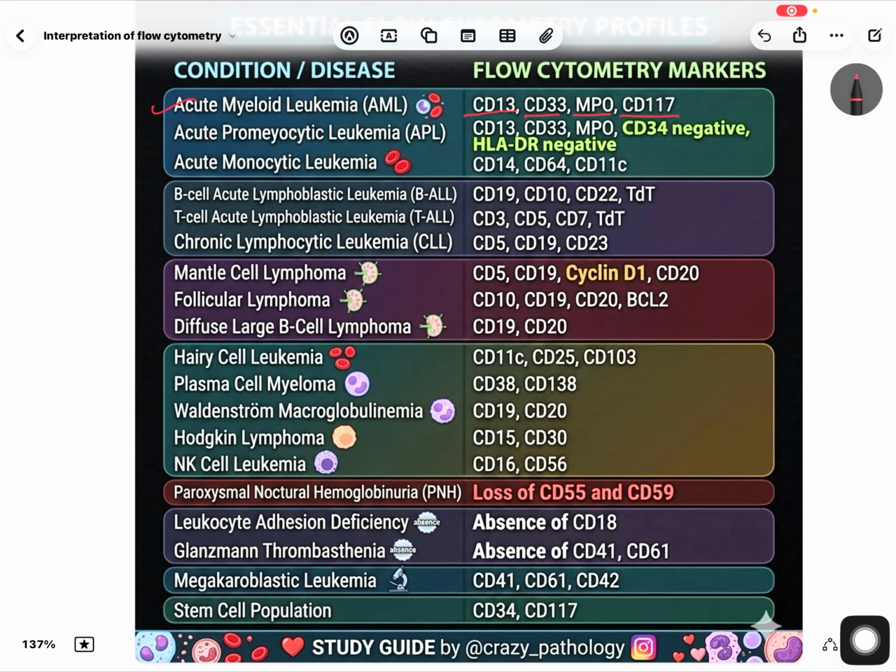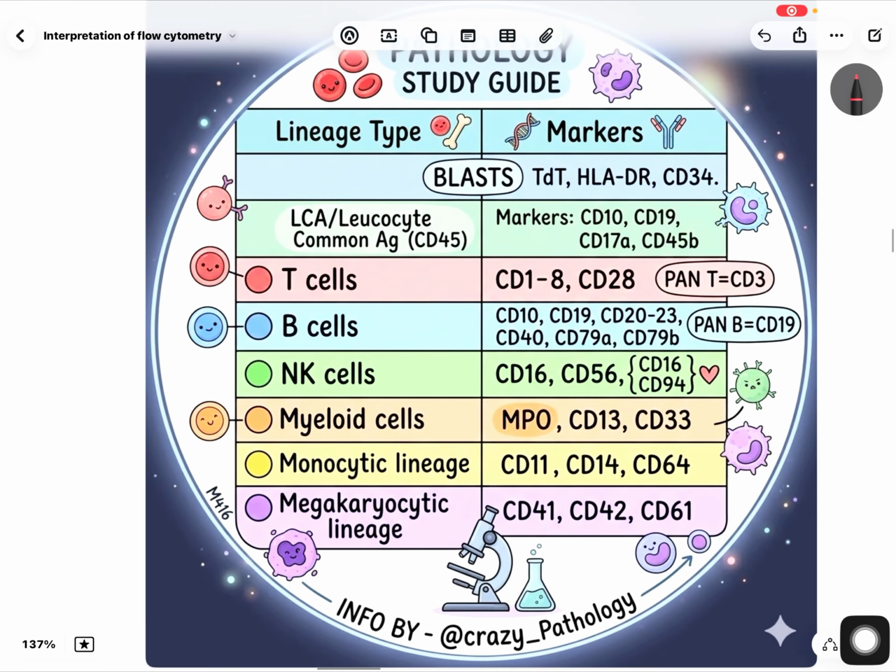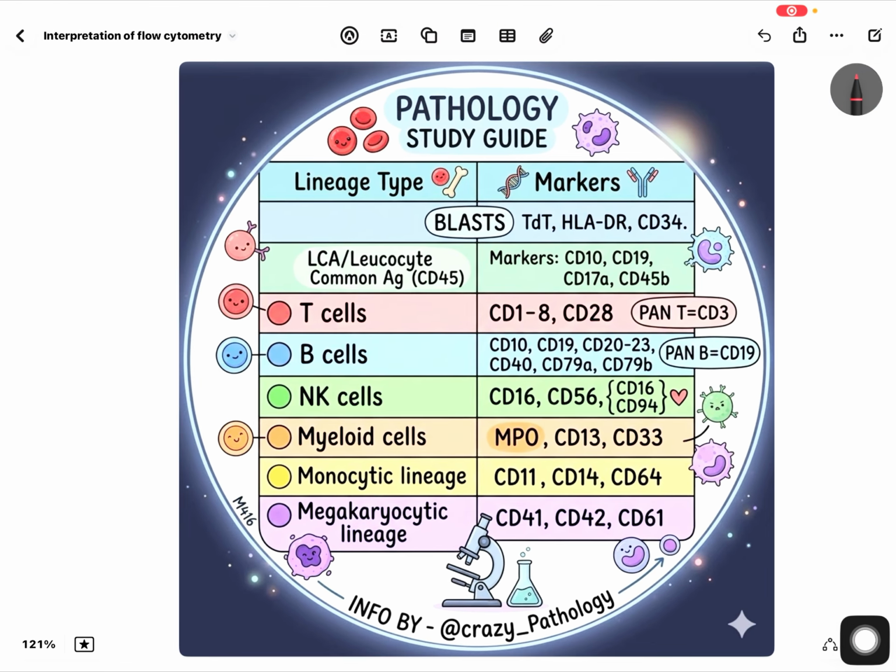Okay, so before going to the conditions as such, I would like to discuss the other graph here, then we'll go to the next previous one. Okay, so before checking that, we have to see how many blasts are present and what are the markers for blast. They are CD34, HLA-DR and TDT. Okay, this is the most important slide of this lesson. This is must, you should know. Okay, the common leukocyte antigen is CD45.